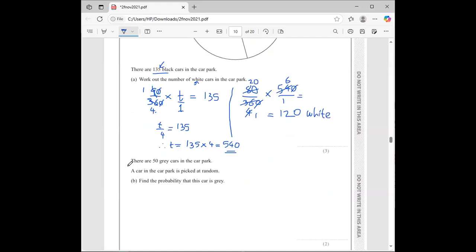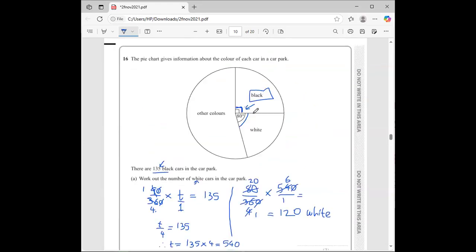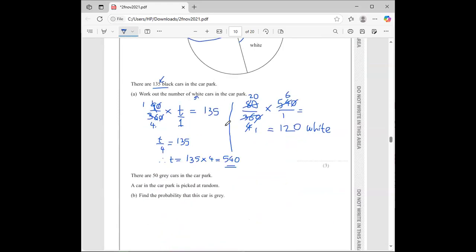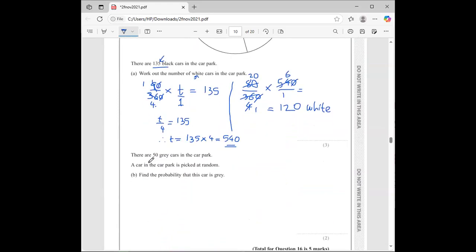So we move on to the next question. It says, there are 50 gray cards in the pack. Now remember, only 2 colors are defined. The rest fall under other colors, so including gray. Let's see the story they're telling us here. It says there are 50 gray cars in the park. A car in the car park is picked at random. Find the probability that this car is gray.